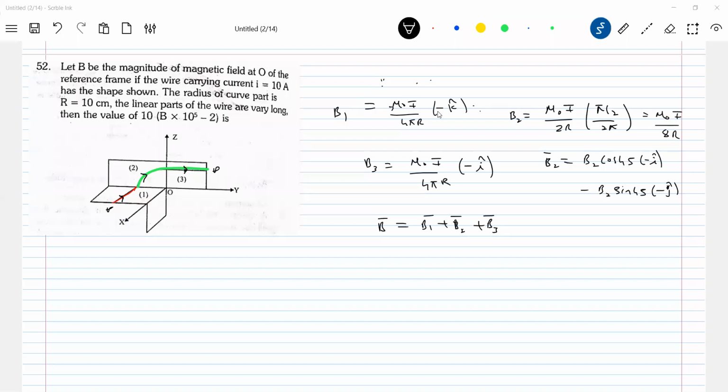B3 direction is minus I cap. The wire lies in the zy plane, no? And for B3, put your thumb in the direction of current. The fingers will be along the negative x-axis, right hand thumb rule. Or take help of Biot-Savart law. Semi-infinite wire, it should be along the negative x-axis here.